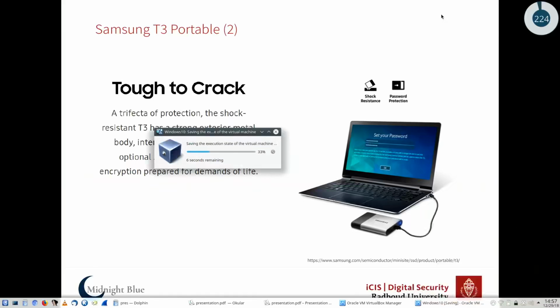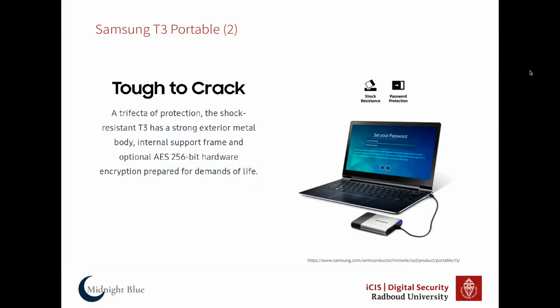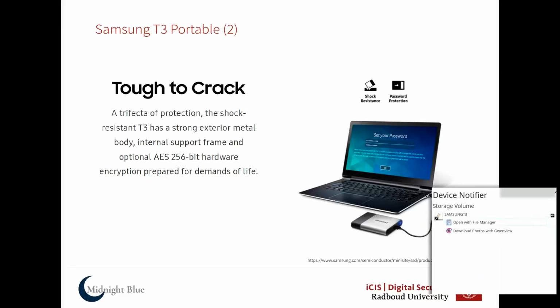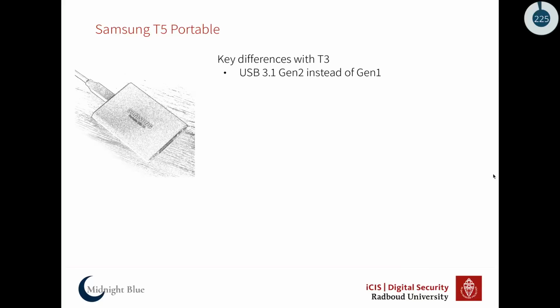Okay, so apparently this thing is tough to crack. It has a very impressive shock-resistant exterior, and of course hardware AES256 encryption. So I hope the exterior does a better job. On with the T5: it's basically a T3 with a different converter. Rather than USB 3.1 Gen 1, it supports Gen 2, but the hardware behind it is pretty similar. So it's equally vulnerable. They just switched off the JTAG, so it's just harder to exploit.